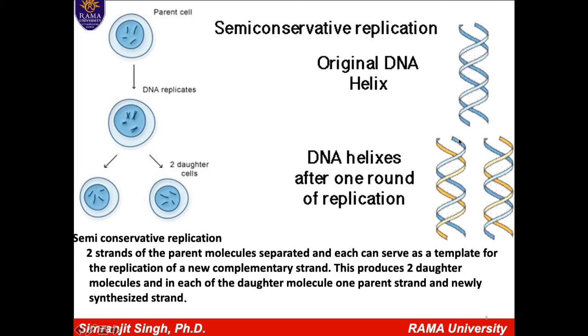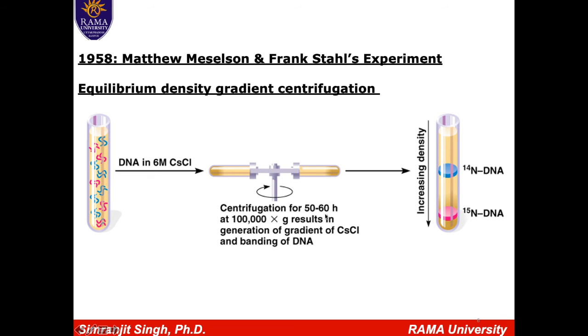In 1958, Matthew Meselson and Frank Stahl did the Meselson and Stahl experiment, an equilibrium density gradient centrifugation test. They took two different DNAs in 6 molar cesium chloride, then centrifuged for 50 to 60 hours at 100,000 g, which results in the generation of gradients of cesium chloride and banding of DNA. In this, they used two isotope-labeled DNAs. One is labeled with 14N, another with 15N. With increasing density, they got separated. That was the basic experiment they did.